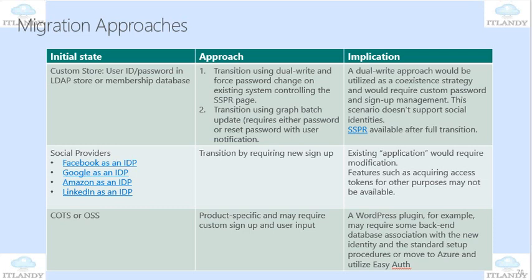The implication: a dual write approach could be utilized for a coexist strategy. For the signup management, this scenario does not support social identity. So what we have to do, SSPR will be available with customized information. Existing applications will require modification. Features such as token other may not be available. And last is the WordPress plugin, for example, might be required as a backend database associated with the new identity.